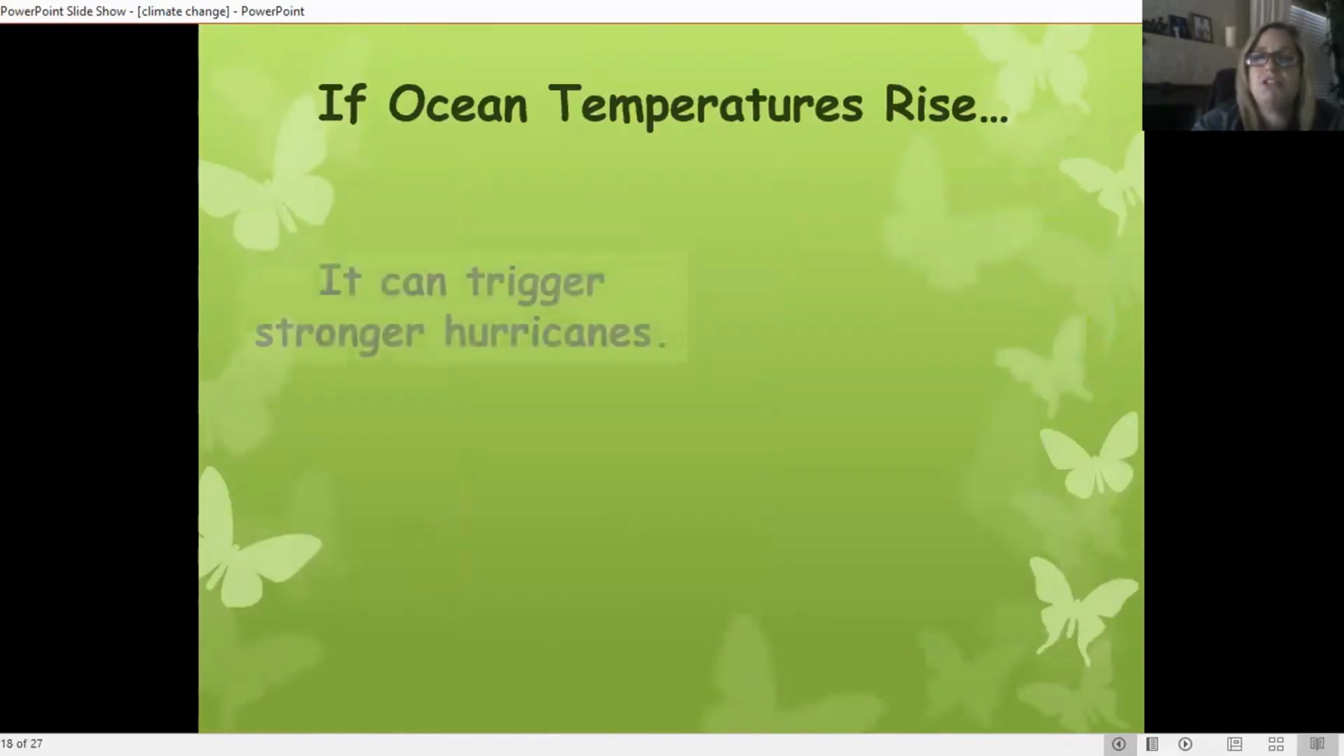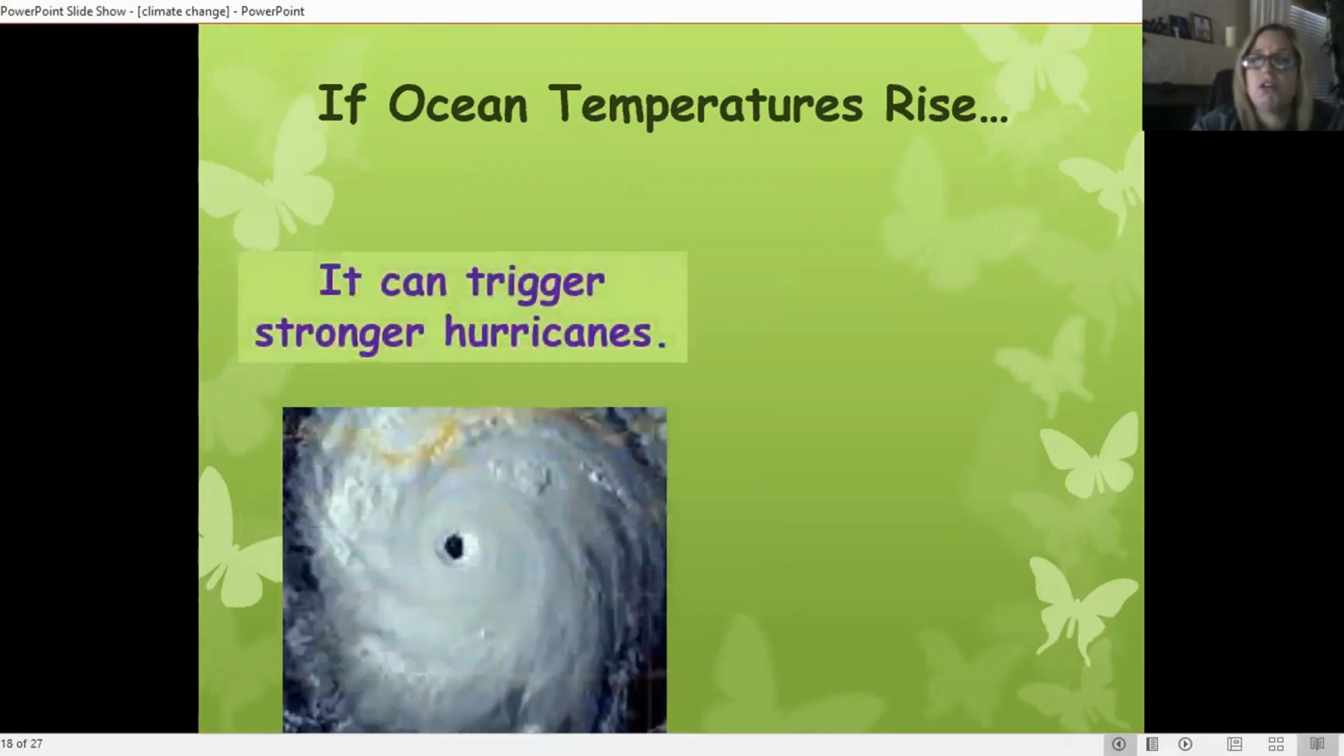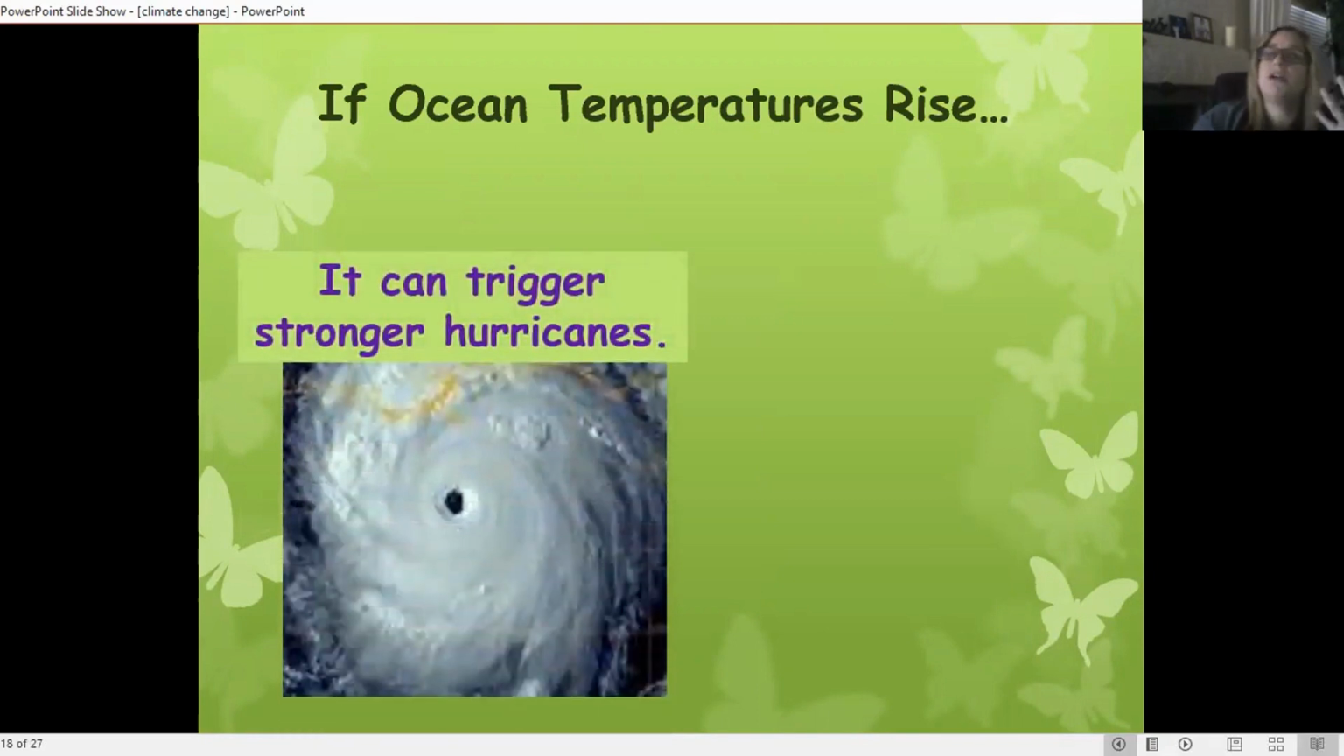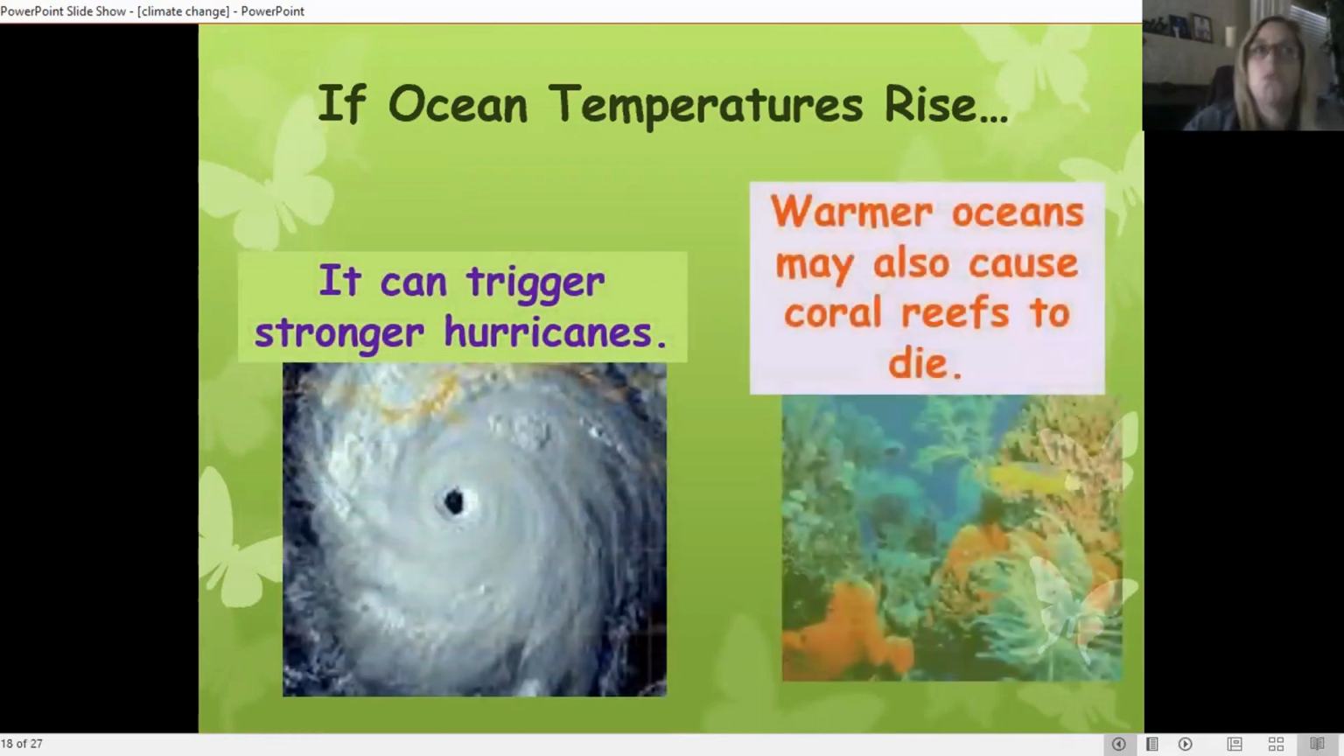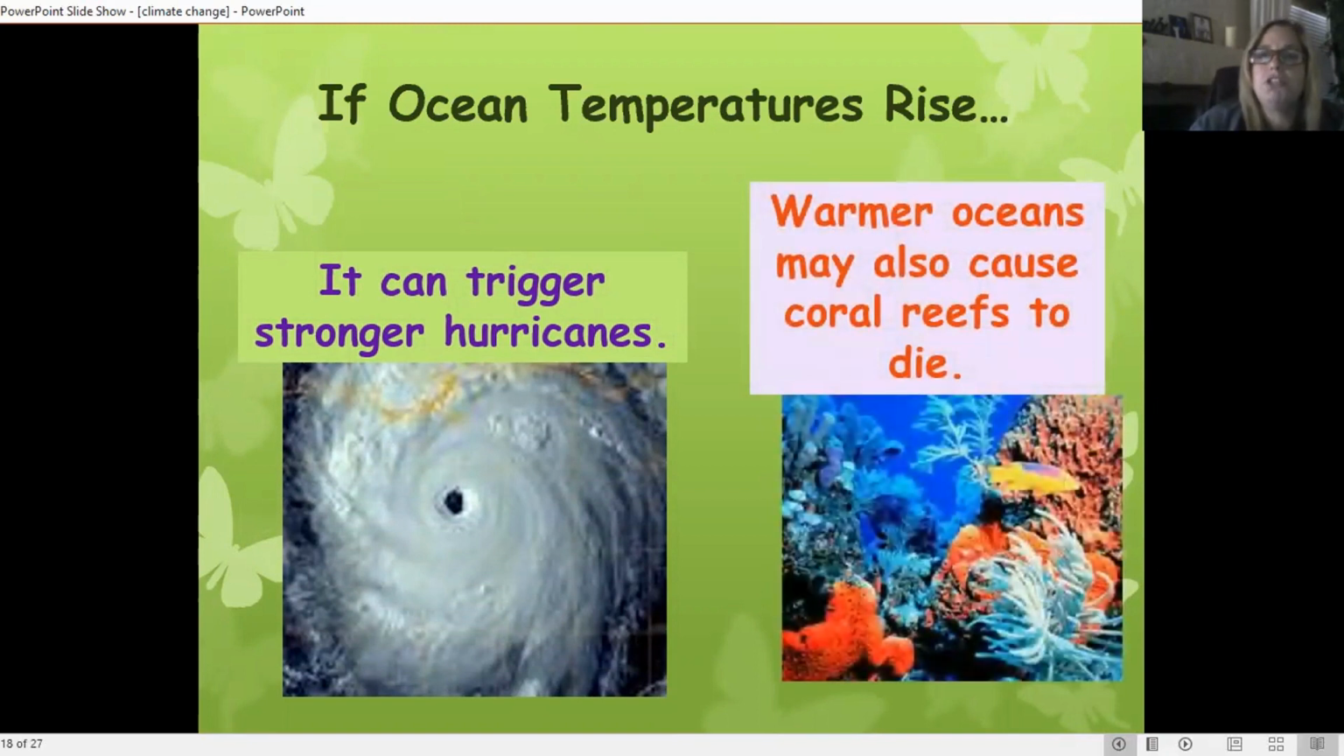And what happens if the ocean temperatures rise? It can trigger stronger hurricanes, because remember, hurricanes only form over water, warm water. Warmer oceans may also cause coral reefs to die, and that's going to kill a lot of different species in the ocean.